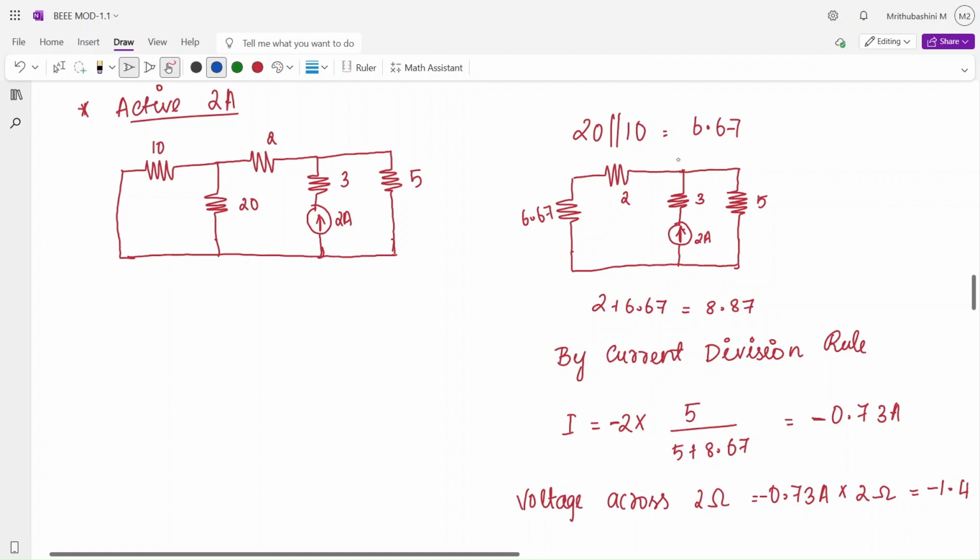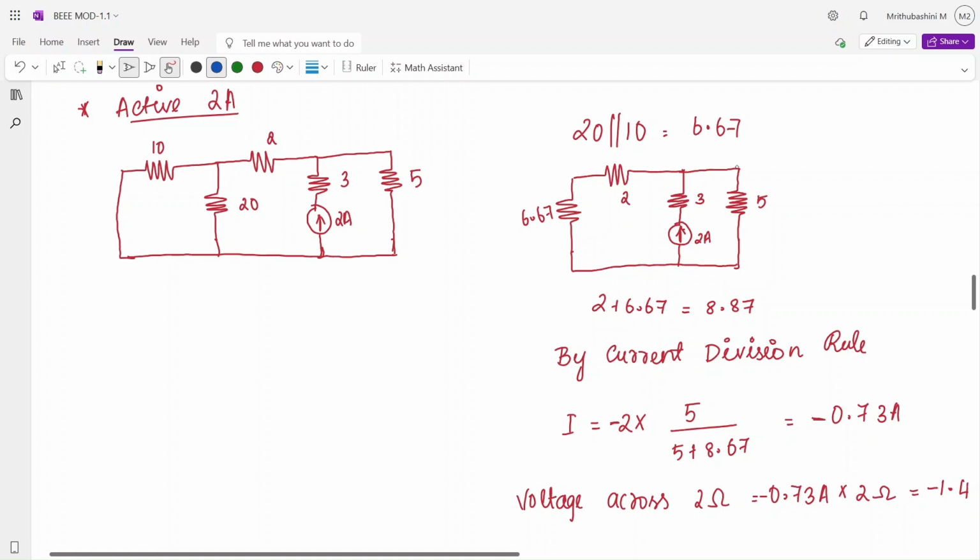Current divides in parallel, right? Current will divide in parallel only. In series, current does not divide, so whatever current is passing through this 2 ampere source will pass through the 6.67 also. So I'll make these two as series and put it as 8.67, and by the current division rule I can find the current across the 2 ohm, right?